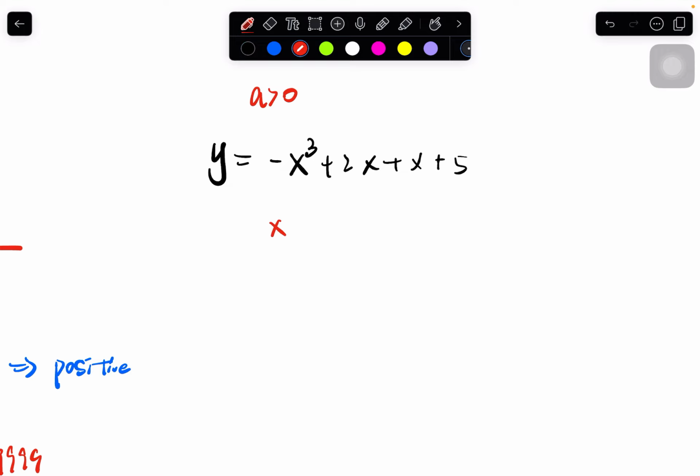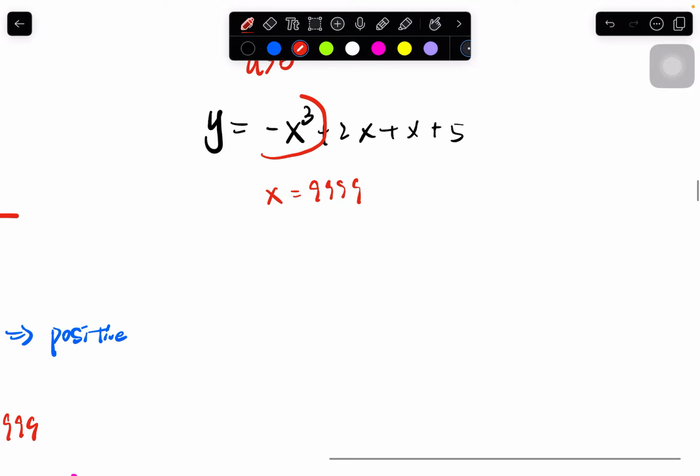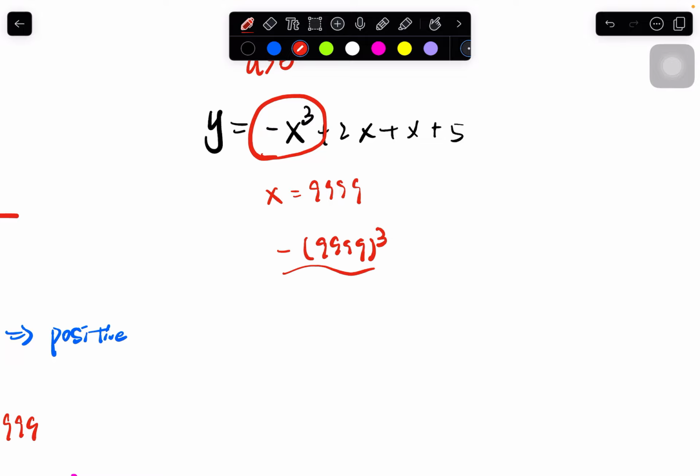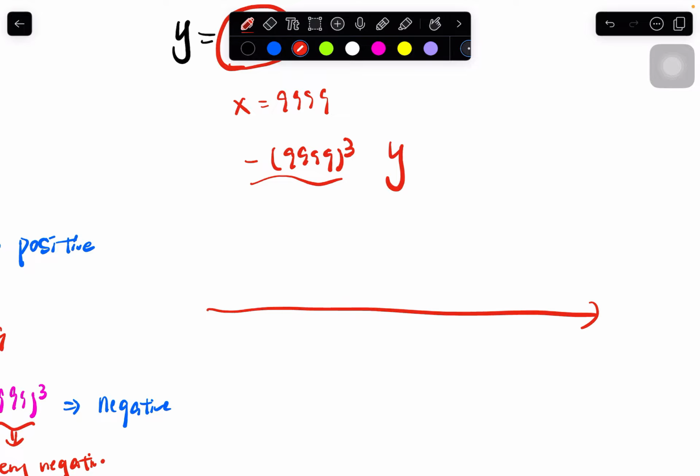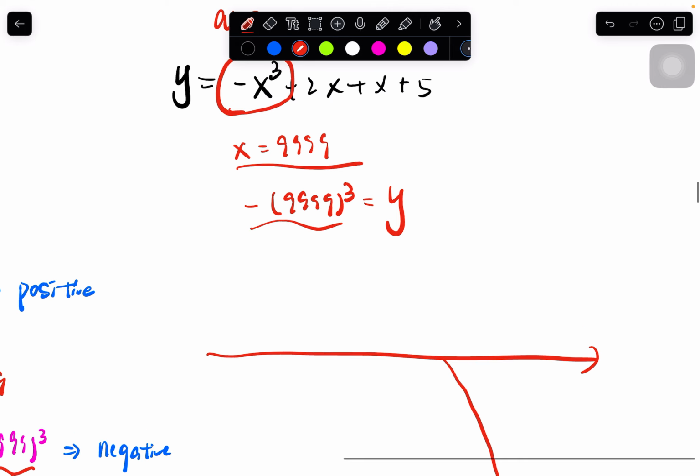So now the pattern shall be like, when x is a very big number, the leading coefficient is minus, and it's very, very minus. So very, very negative. So when x is a very big number, y is a very negative number. So we will have the pattern of bottom right.